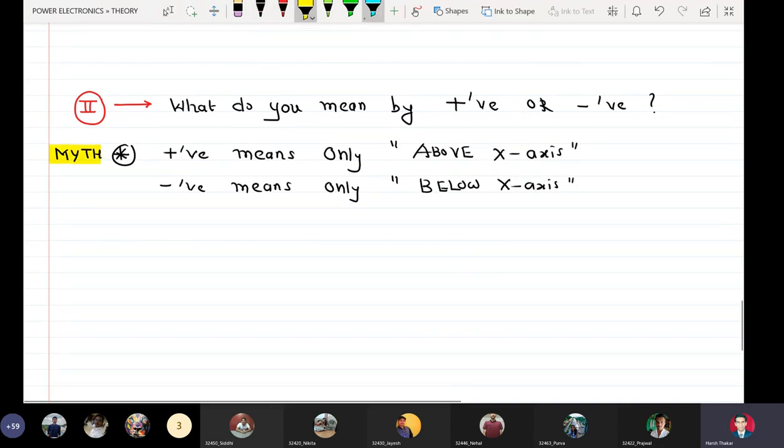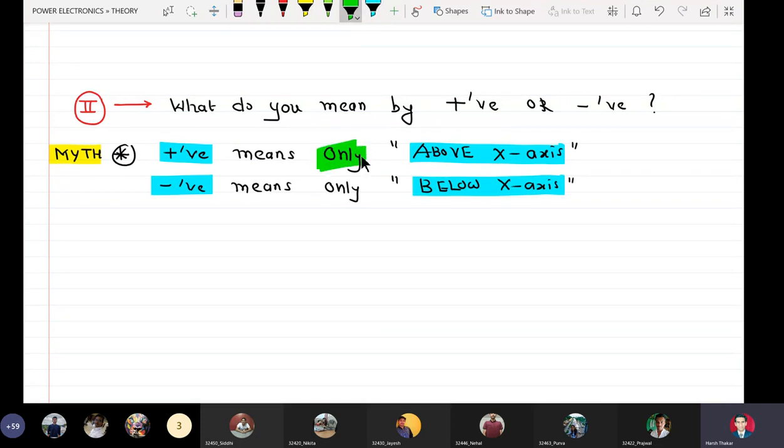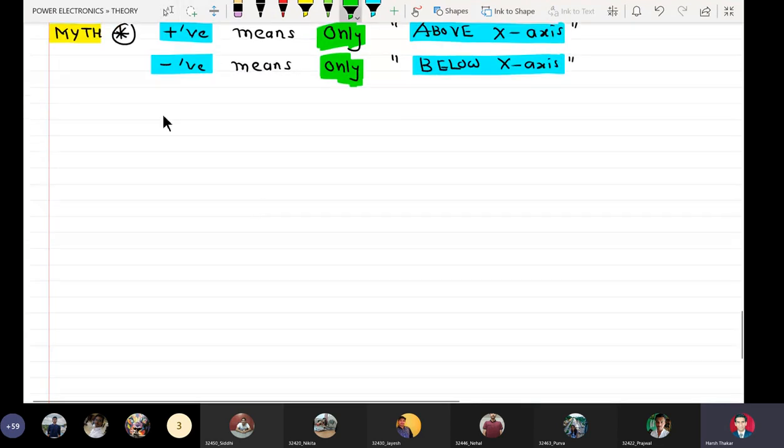Okay, positive means only above x-axis and negative means only below x-axis is actually a misconception. Okay, that is what we have to understand. So positive need not necessarily mean above x-axis and negative does not necessarily mean below x-axis. Let us give some examples of waveforms.